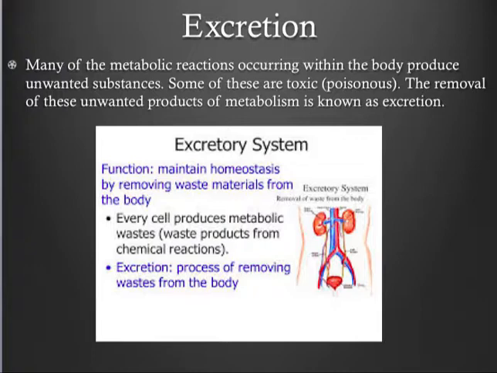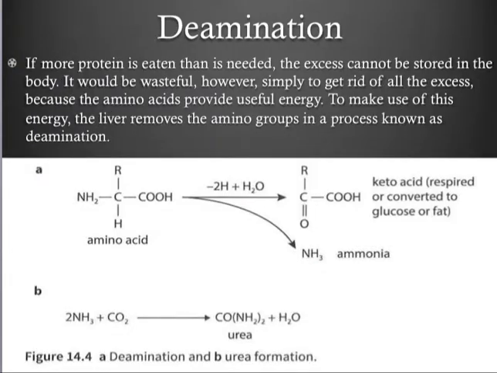If more protein is eaten than is needed, the excess cannot be stored in our body. And it would be wasteful to simply get rid of it, because the amino acids provide us a lot of useful energy. So to make use of it, the liver removes the amino groups in a process known as deamination.